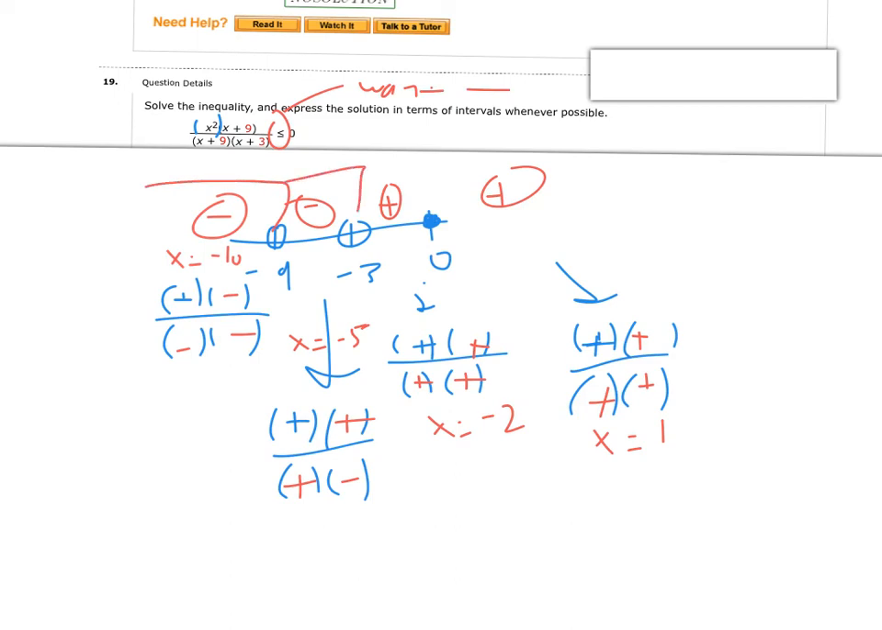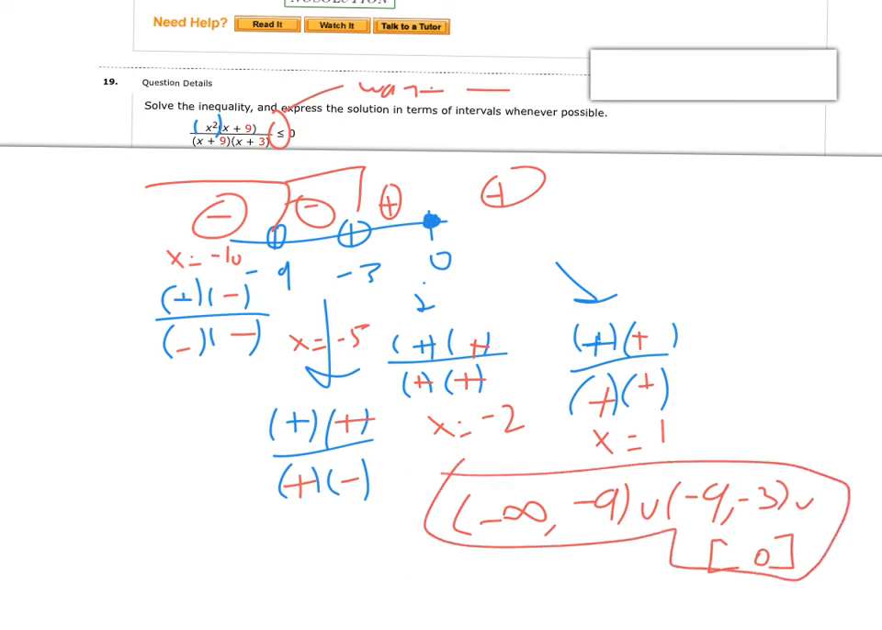However, I'm already keeping in mind that I need to include 0 in my answer because that is a closed circle. And so I'm not allowed to combine these two intervals because they're separated by an open dot. So I'm going to say -infinity to -9, union -9 to -3. And then I'm going to go union bracket 0. So I need to include that 0 there just by itself. I don't want any intervals around it. So that's going to be my answer right there.